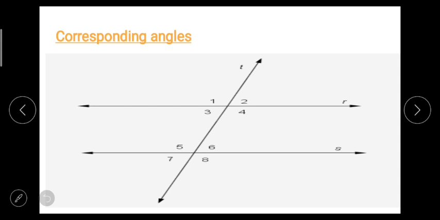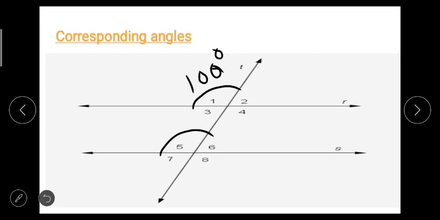Here we will take the first pair of corresponding angles. You know angle 1 and angle 5 are corresponding angles, right? If I give you the measure of angle 1 as 100 degrees, what is the measure of angle 5?